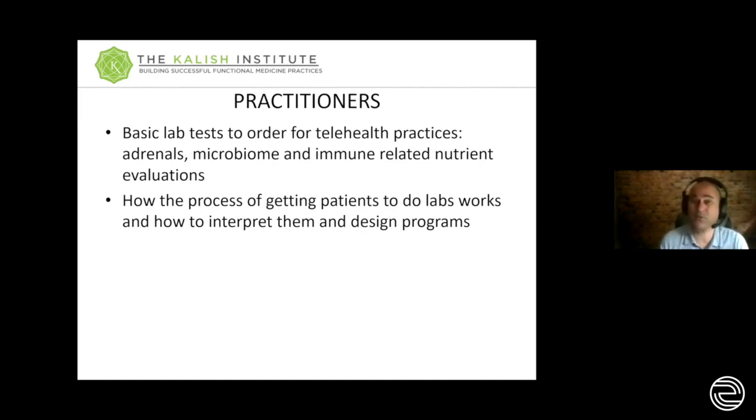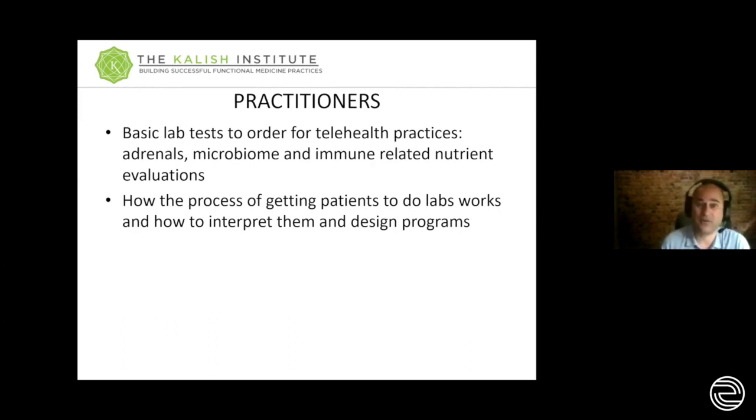Sometimes a little bit of blood work is required, but you can get a lot done here in terms of running a phone practice without having to go through the standard medical tests that would involve blood draws and people having to go to get the blood drawn. So at least for the current time, I think salivary hormones, the microbiome testing, and then organic acids tests for the immune nutrient evaluations are a really great way to go.